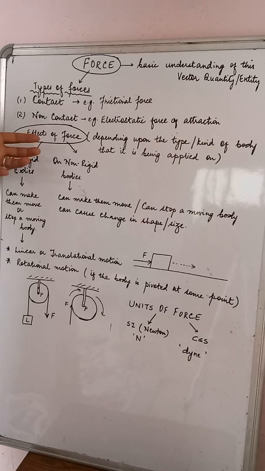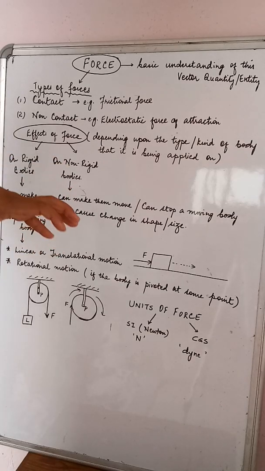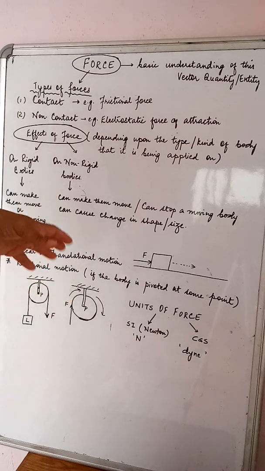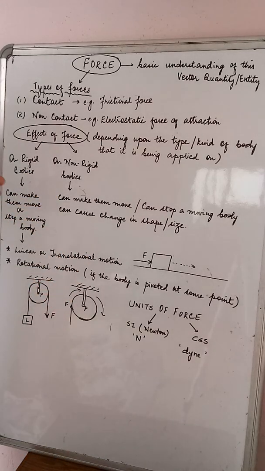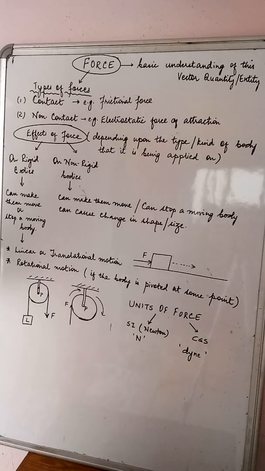So what does that force do on a rigid body? You can take the example of putting that ball on the ground or on a table and then giving it a small push. What will you observe? You will observe that the rigid body starts to move. Earlier the rigid body was at rest, and on the application of the force it begins to move. So this is one effect of the force on a rigid body.